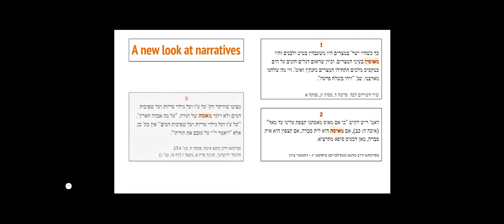The third example from Pesikta de Rav Kahana again says that God is ready to give up, apparently to forgive, the three cardinal sins of idol worshipping, illicit sex, or murder, but he's not ready to give up, levater, on ma'os, lim'os, our verb, the Torah, to ignore the Torah.